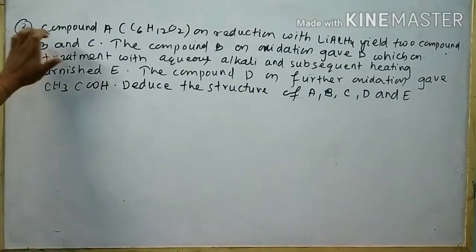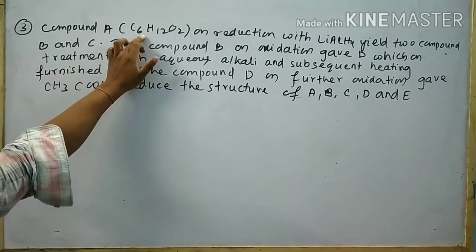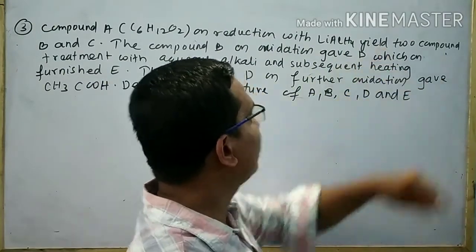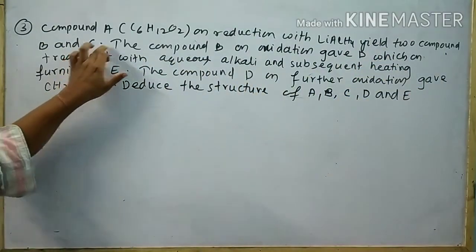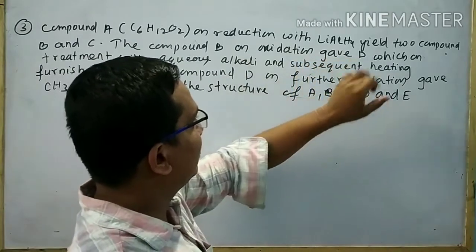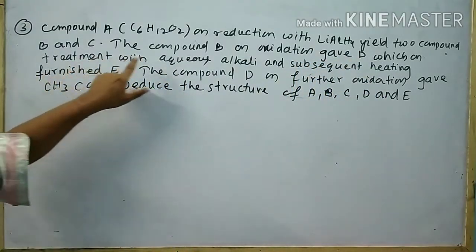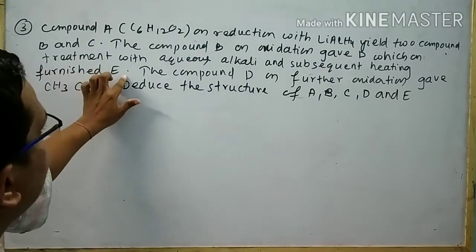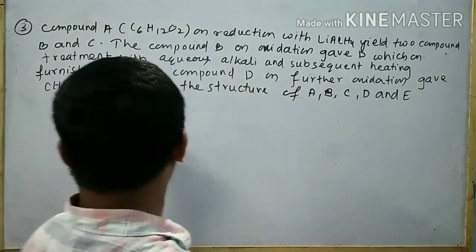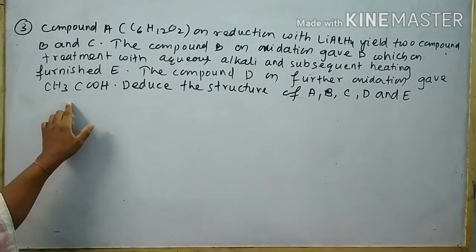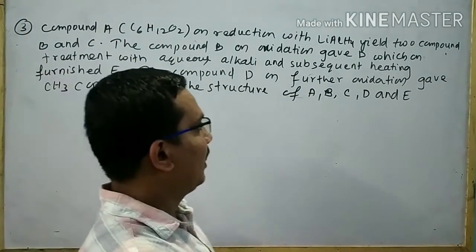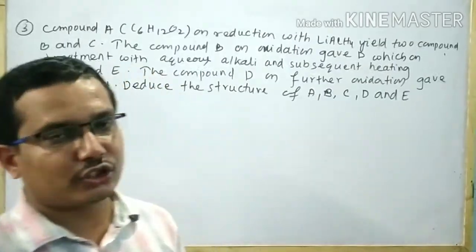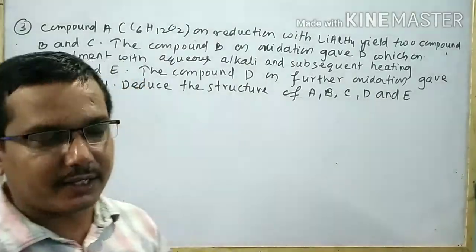Question number 3 is: compound A having formula C6H12O2 on reduction with lithium aluminum hydride yields two compounds B and C. The compound B on oxidation gave D, which on treatment with aqueous alkali and subsequent heating furnished E. The compound D on further oxidation gives acetic acid. Deduce the structure of A, B, C, D and E. It is highly necessary to draw the structures of A, B, C, D and E.